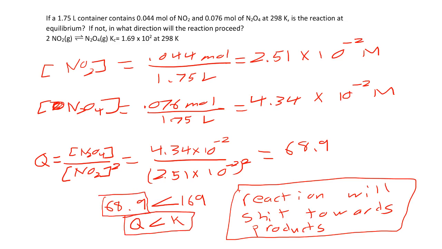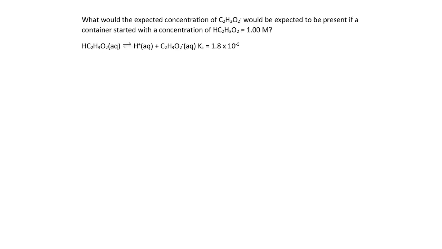So now we have two equilibrium problems we're going to do. One that will allow us to ignore x, and one that won't. So here, we have an equilibrium condition. We're told we start with 1 molar of this material, and that we want to know how much of one of the other things on the other side, what its concentration is.